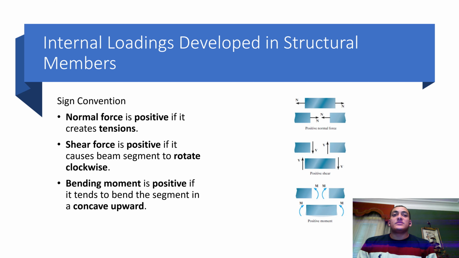Sign convention. Normal force is positive if it creates tension. Shear force is positive if it causes the beam segment to rotate clockwise. Bending moment is positive if it tends to bend the segment in a concave upward manner, as shown in the three examples I have provided, seen on the right.